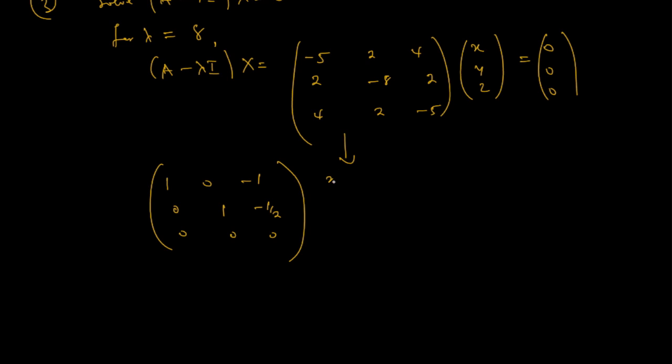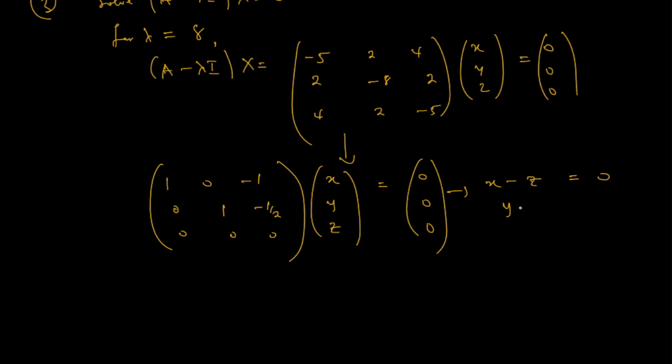Then our x, y, z still stays there, equals 0, 0, 0. This is what we have. And when we write this in equation format, what we obtain is 1 times x, that is x, 0 times y is 0, -1 times z, that is negative z, equals 0. Then the same thing here, we have y minus half z equals 0. And when you observe this, we have our free variable. The free variable is z, so we can set z to be, say, 1.